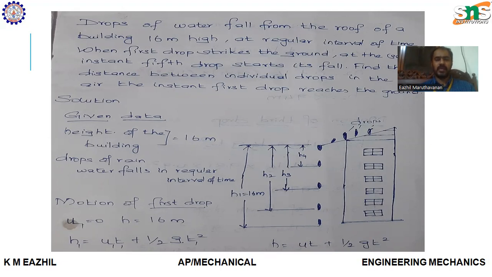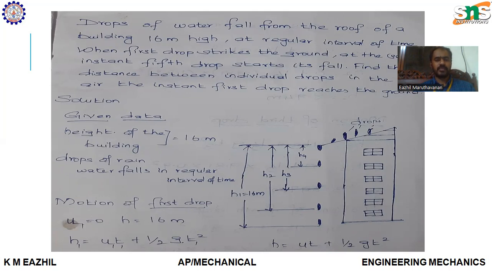Likewise, continuous droplets fall, and we have to calculate the distance between each droplet, and the time taken between the droplets is uniform. And it is also given that when the first droplet starts falling and reaches the ground, the fifth droplet is about to start from the top of the roof.